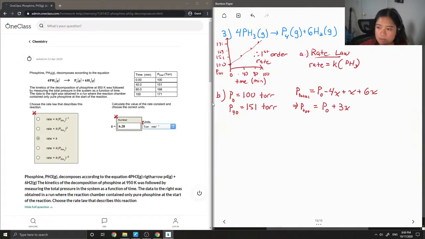Okay, so we can solve for x. I'm going to use a different color. So let's say at 40 minutes, the pressure in the system is 151. So this is equal to 100, which is what we started with, plus the 3x. And then I'm just going to solve for x. And you're going to get 17 torr.